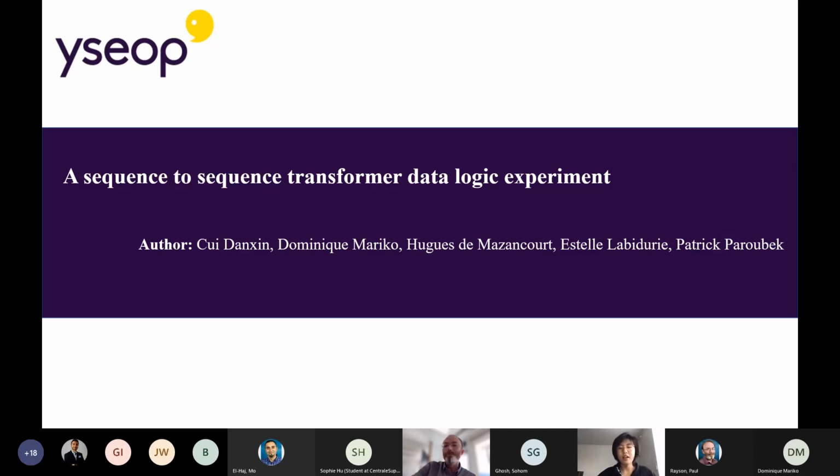Good afternoon, everyone. So this project of our team talks about a sequence-to-sequence transformer data logic experiment.